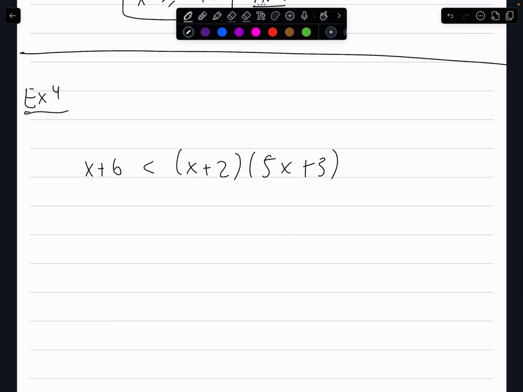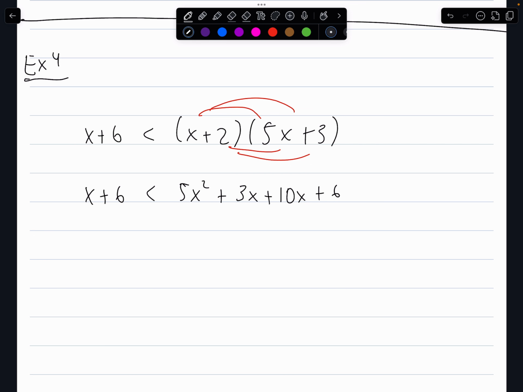So in this question, I'm actually going to have to FOIL out the left side. So we'll get 5x squared. So remind you, we're FOILing. So we get 5x squared plus 3x plus 10x plus 6. And then we're going to keep chopping it up. So we're going to have x plus 6 is less than 5x squared plus 13x plus 6.